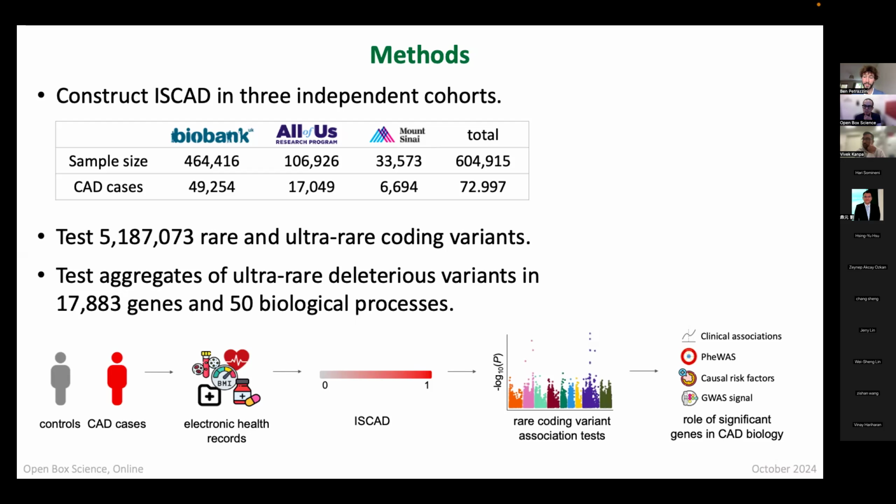We used REGENIE for all of our association tests and also performed associations with cases and controls, so the traditional phenotype for CAD, in all tests for comparison.